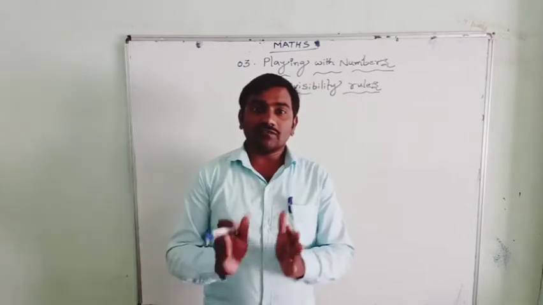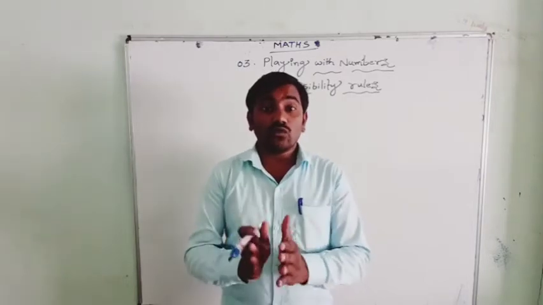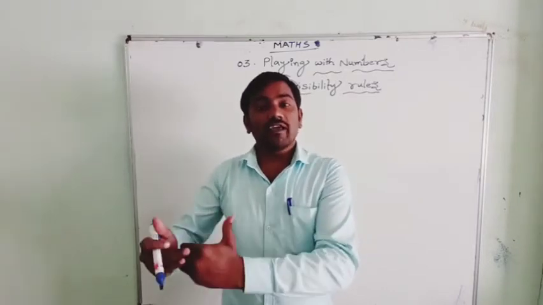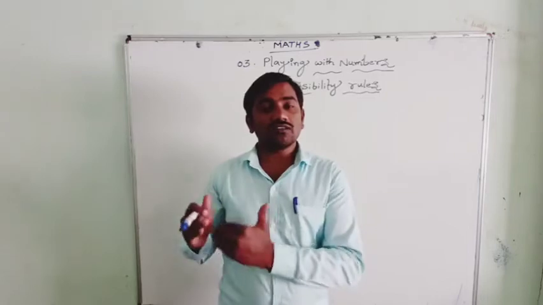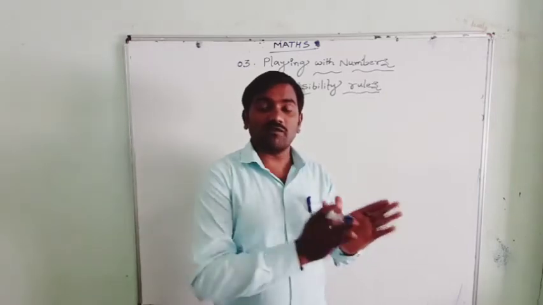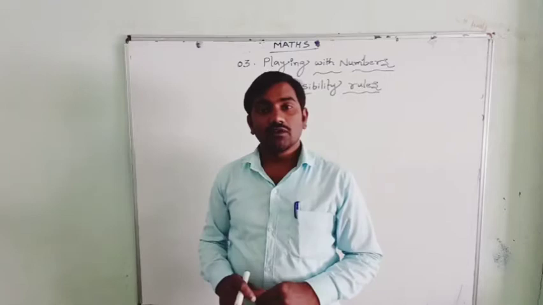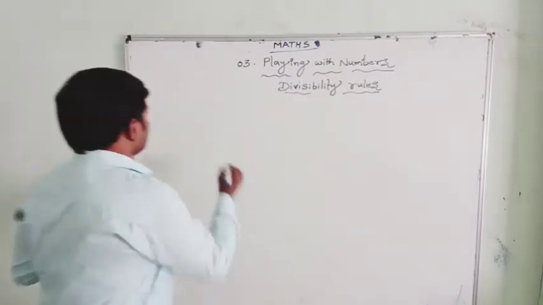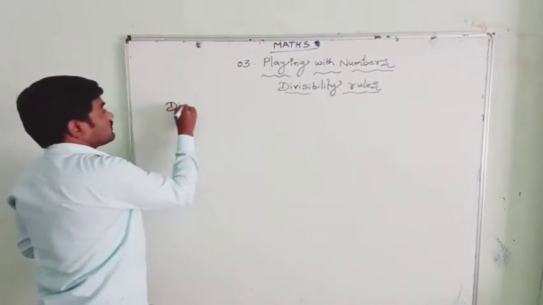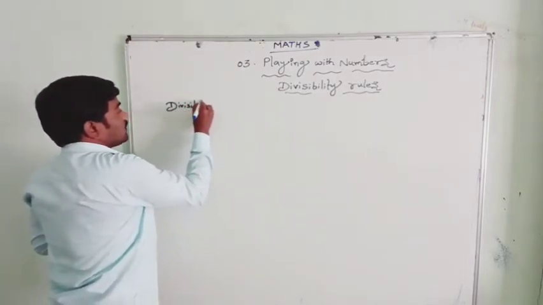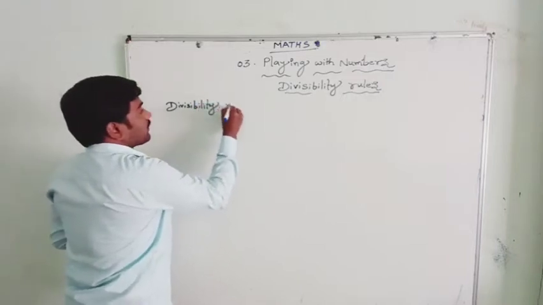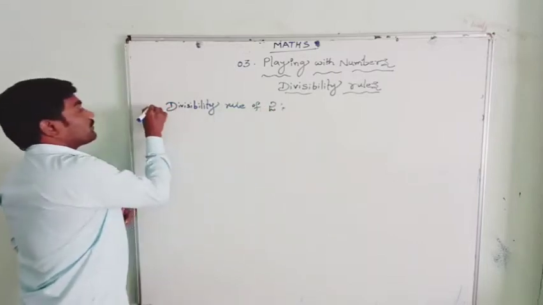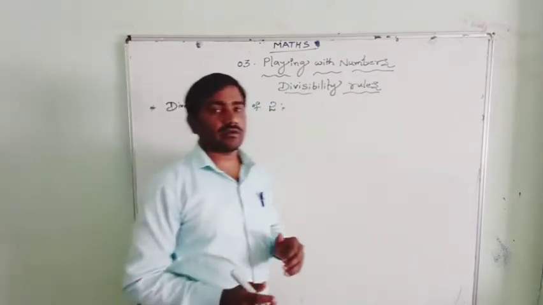The divisibility rules are mainly useful to do calculations or simplifications very quickly and simply. So these divisibility rules are useful to do simplifications by an easy method. So let us start our class with the divisibility rule of 2. What is the divisibility rule of 2?